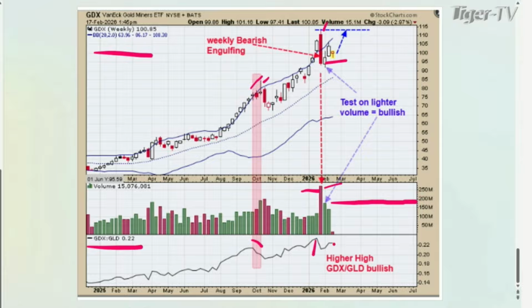If we go up and make a higher high on this GDX-GLD ratio, then we may indeed keep going. But if we don't, we make a lower high and we test that previous high on lighter volume, then you've got two different indicators saying the same thing. You don't have enough volume to get to the previous high, and this GDX-GLD ratio is making a lower high. So we'll see how that gels out. But I think we're probably going to flip sideways here. We're probably going to go up and test that high, then go back down, test this low, and spend some time building a trading range.